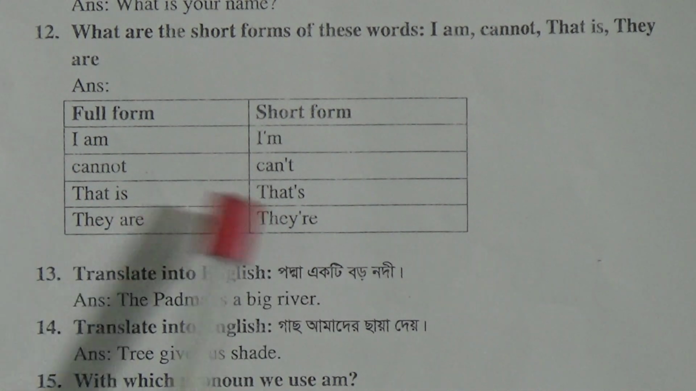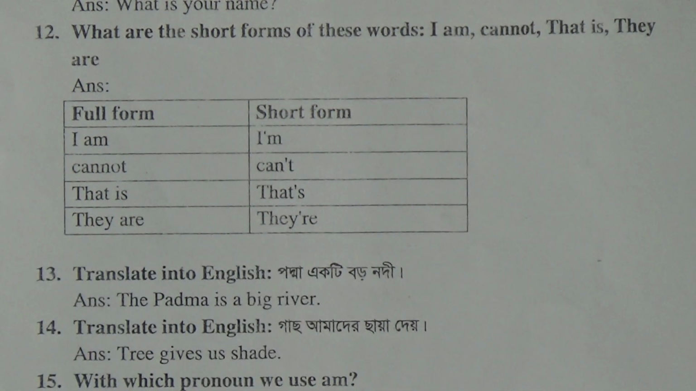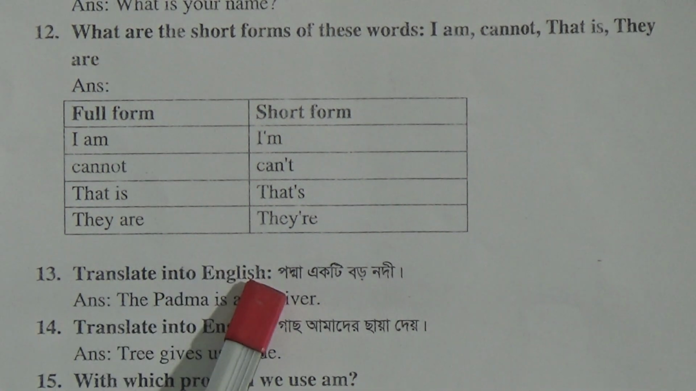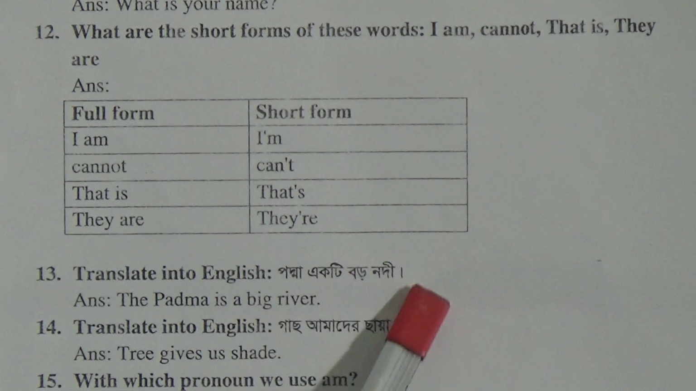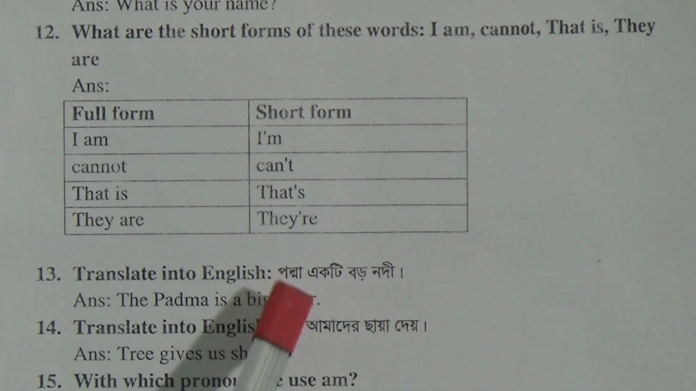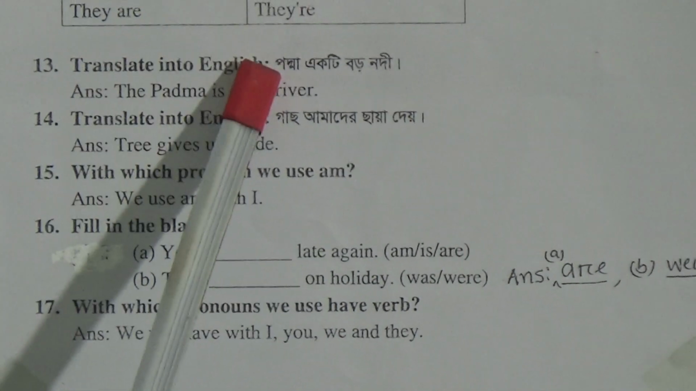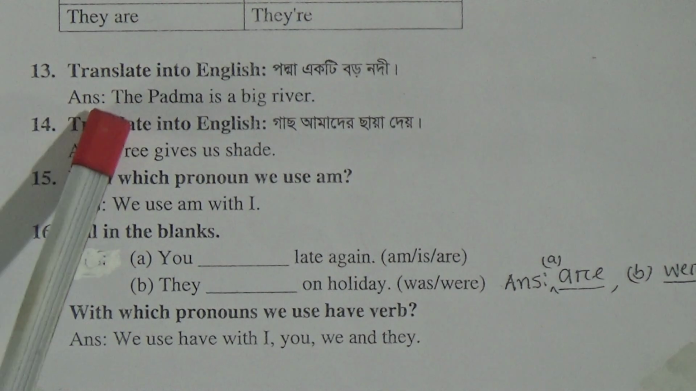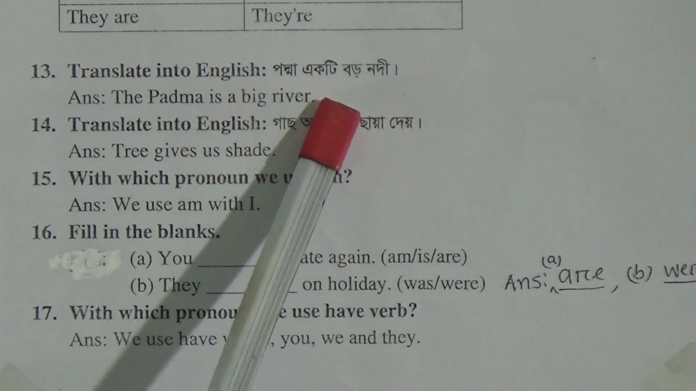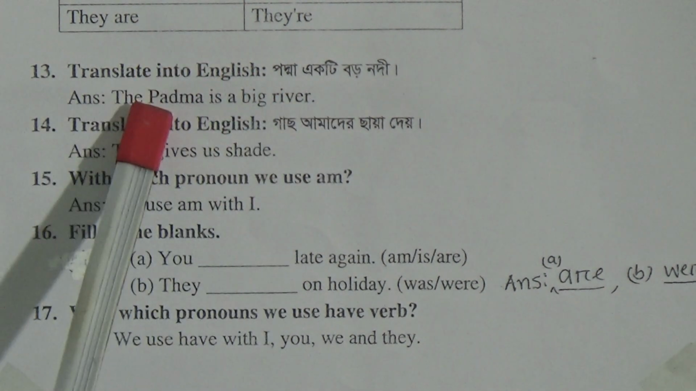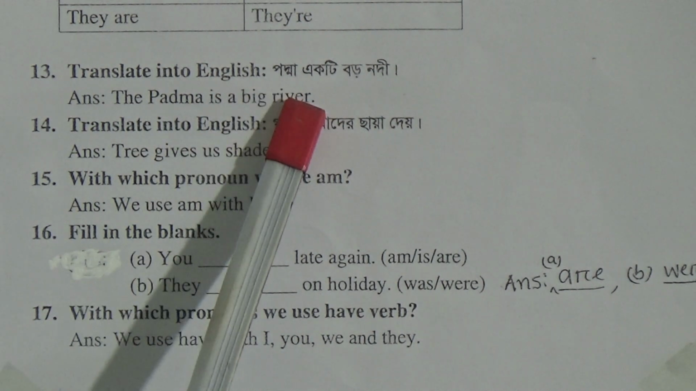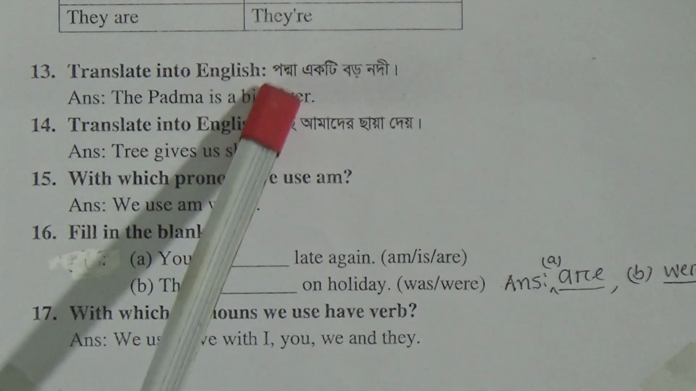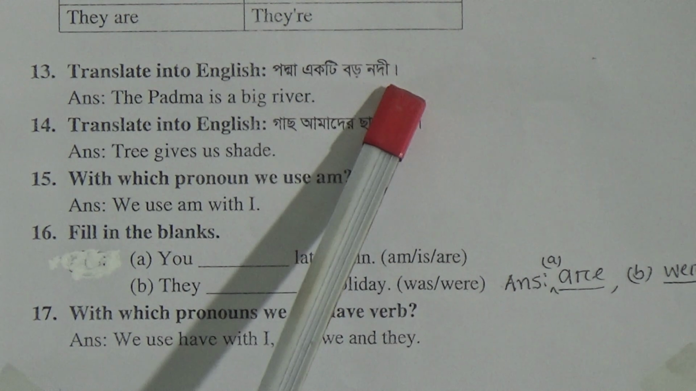Okay, number 13, translate into English. The given sentence in Bangla is Podda ekti boro nodi. We have to translate this sentence into English. The Padma is a big river. It means in Bangla, Podda ekti boro nodi.